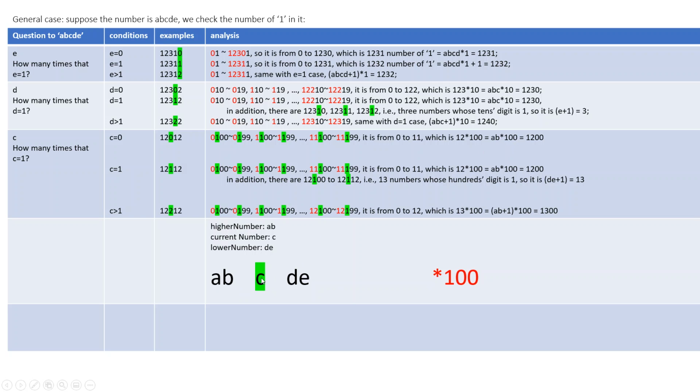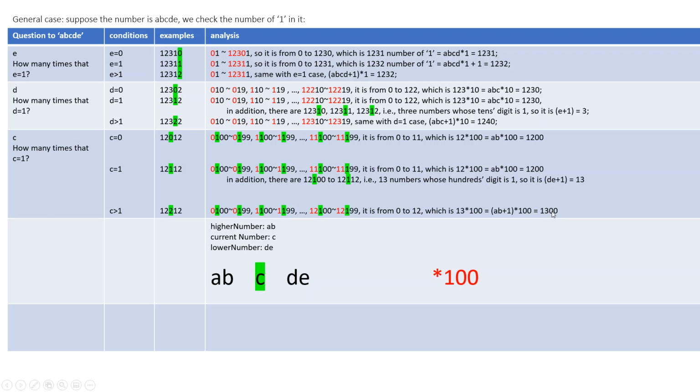When C is 1, it actually depends on DE now. So not only include AB times 100, but also include the D plus 1. The D plus 1 means that this partial, not complete subset with 13 numbers. Finally, when C is larger than 1, we actually can build AB plus 1 subset, every subset with 100 elements. So we have the result is AB plus 1 times 100.